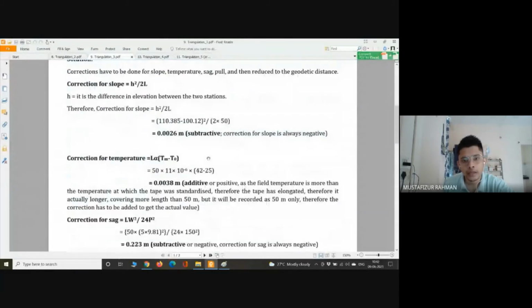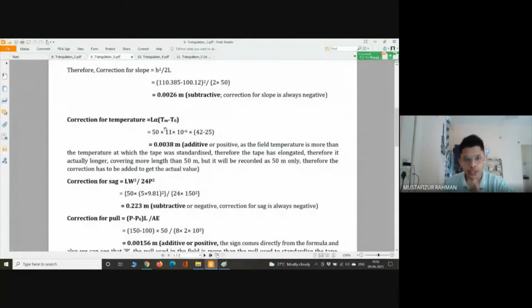Okay, so here's the same formula that we use for thermal expansion, right? This is the same formula, and same thing is occurring here. L is the length of the material, length of the sample, in our case length of the chain or tape, which is 50 meter. Alpha is the coefficient of thermal expansion, 11 into 10 to the power minus 6 per degree Celsius. And what is the difference in temperature from the standard temperature? Tm, we are at 42 degrees Celsius, and T naught 25 degrees Celsius. So this value in this case comes out to be positive.